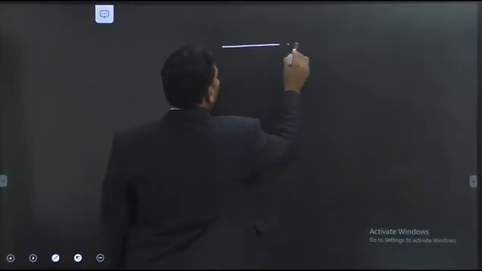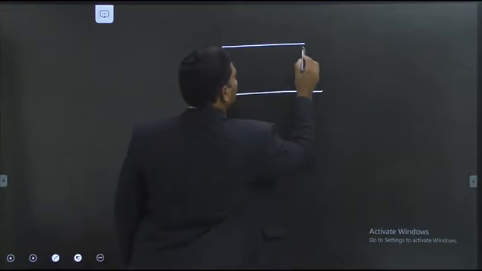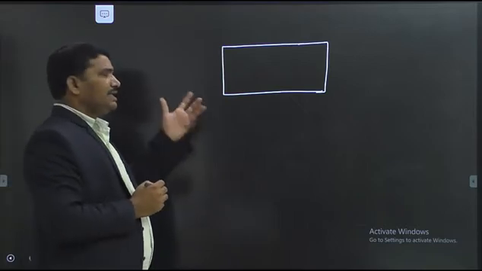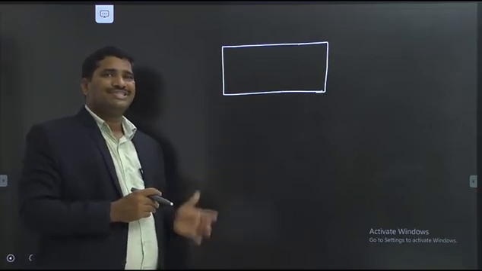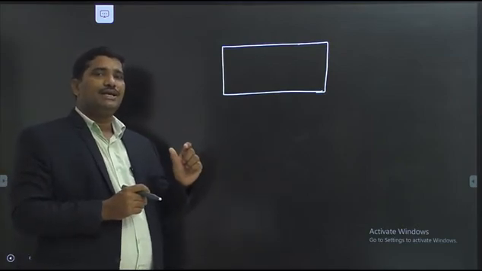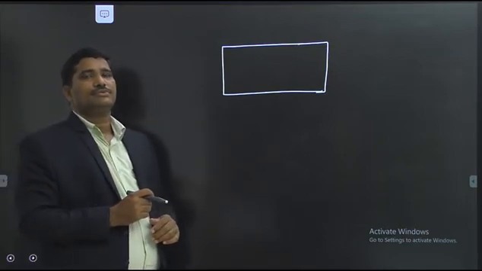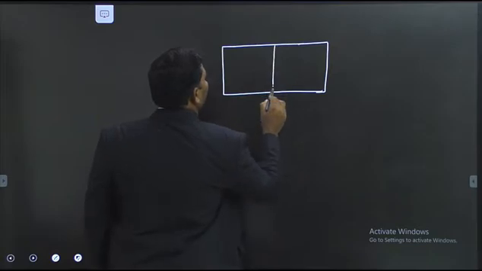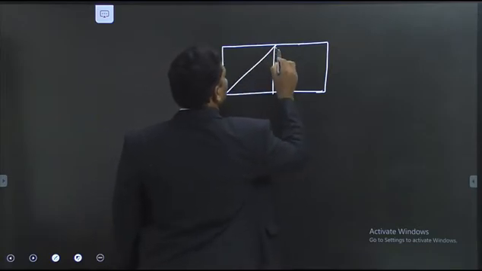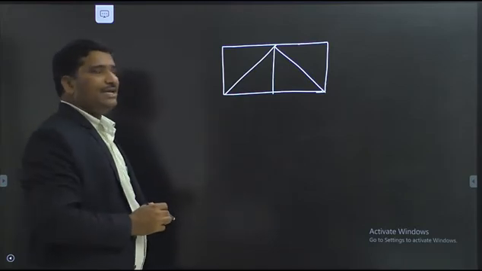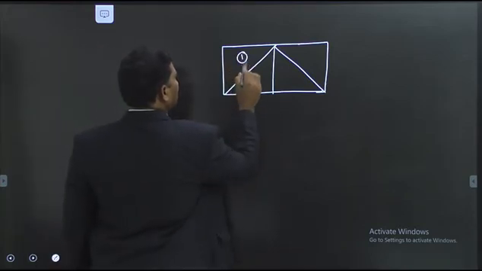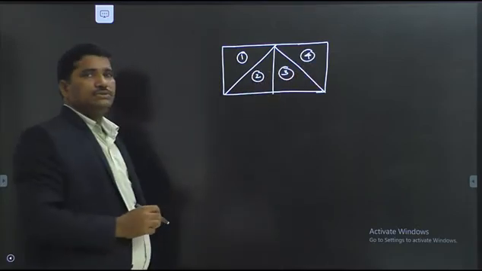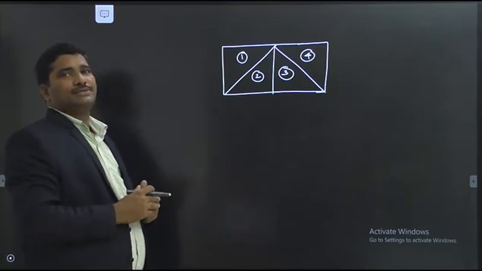For example, I take a 2-dimensional domain like this. This domain you can divide into several subdomains choosing a triangle. Now, I divide like this. How many triangles are there? This is first, second, third, fourth. 4 finite elements are there.